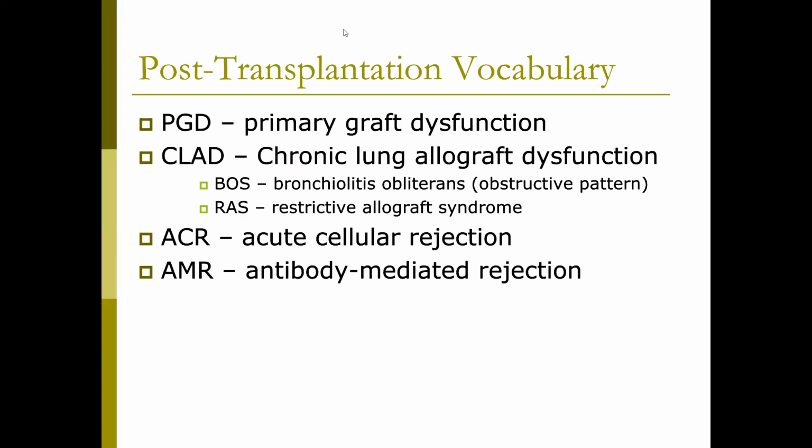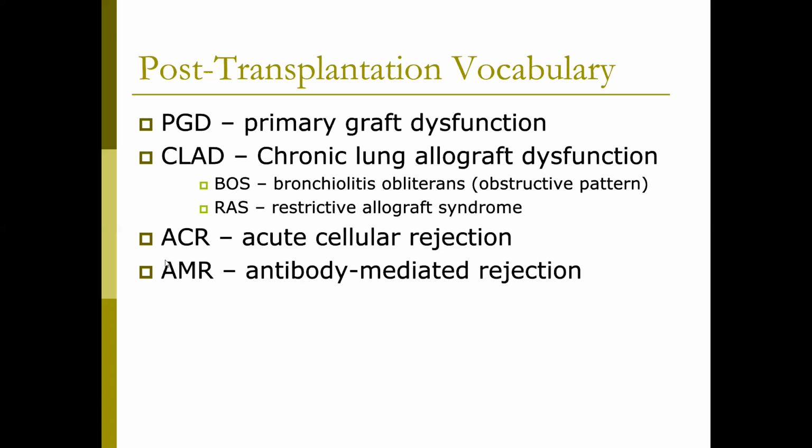So a little bit about vocabulary. We have a couple of abbreviations, a couple of acronyms here. PGD is primary graft dysfunction. We'll talk about that in a little bit. CLAD is chronic lung allograft dysfunction, basically chronic rejection, just a fancy word. We used to think that BOS or bronchiolitis obliterans was the main representation of that. We'll talk about that in a minute.